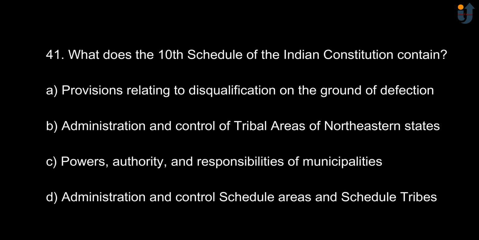Next, what does the 10th schedule of the Indian Constitution contain? Option A provisions relating to disqualification on the ground of defection, option B administration and control of tribal areas of northeastern states, option C powers, authority and responsibility of municipalities, and option D administration and control scheduled areas and scheduled tribes. The correct option is option A provisions relating to disqualification on the ground of defection.